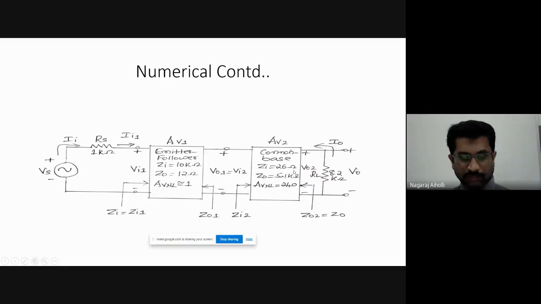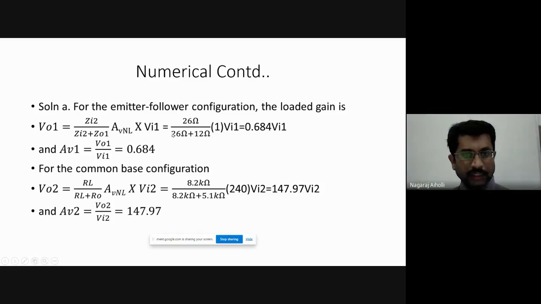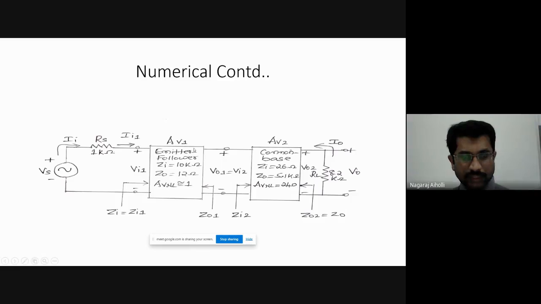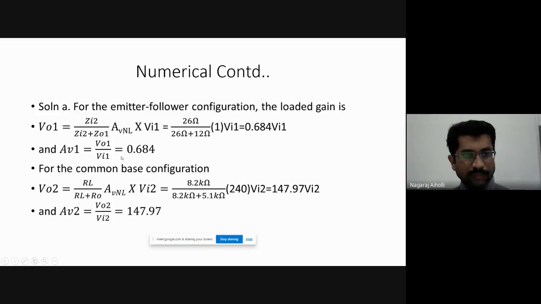It is 26 ohms. So substitute here 26 ohms divided by 26 ohm plus Z01. Z01 is the output impedance of the first stage, the output impedance of the emitter follower. That is 12 ohms. Okay, so it is 26 ohm divided by 26 ohm plus 12 ohm.